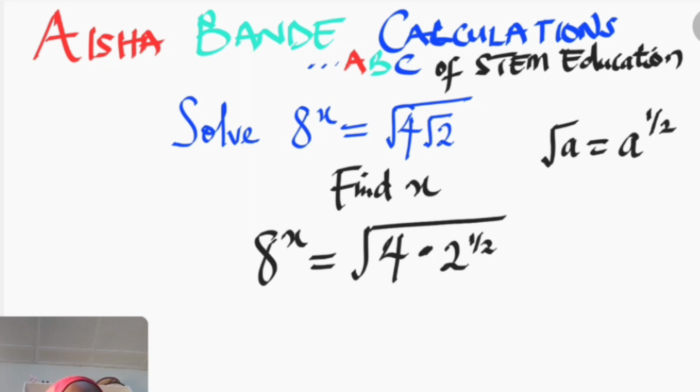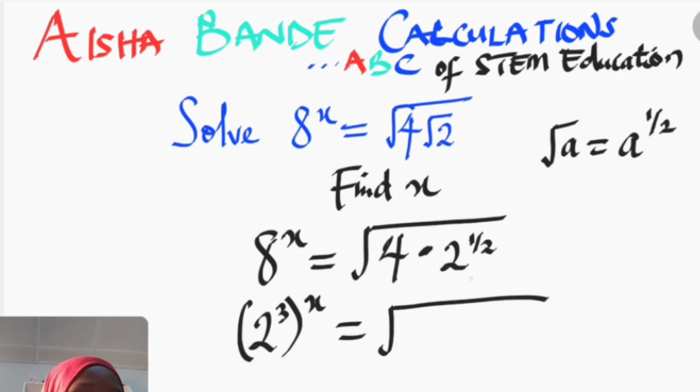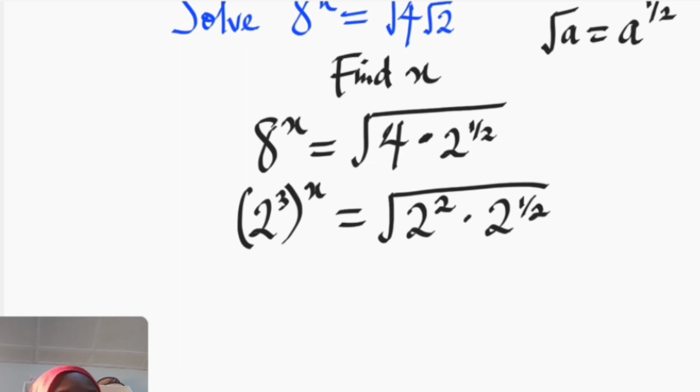Now, what this means is that we can now make the bases become equal. So we can work with base 2. So now we're going to represent the 8 to become 2 to the power of 3. Now we have a power of x here is equal to the square root of 4. Square root of 4 can be written as 2 to the power of 2 multiplied by 2 to the power of half. Now we have been able to make all the bases become equal. Now this becomes easier to solve.